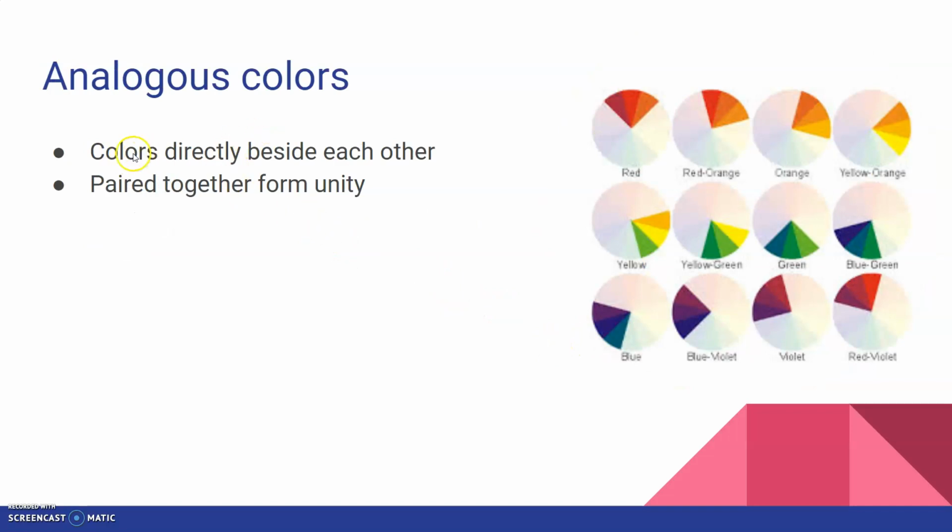Your analogous colors are colors directly beside each other and are paired together to form unity. So reds would be red, and this darker red, a lighter red, and so on and so forth. Yellow, more orangish yellow, and then a more bluish yellow making green.